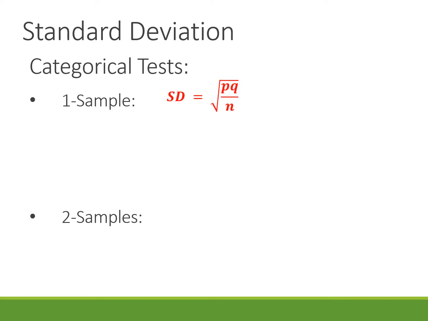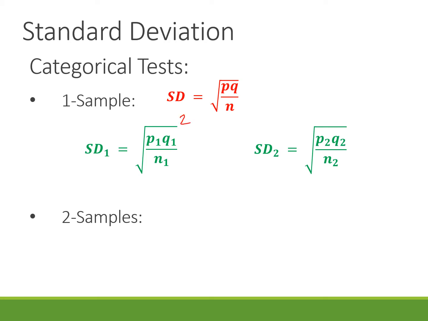Recall that when we have a 1 sample test and it's categorical data, the standard deviation is radical PQ over N. Now we're dealing with 2 samples. Each has their own p-hat, and we have to combine them. So the way we do that is we take each one of these standard deviations and we square it.